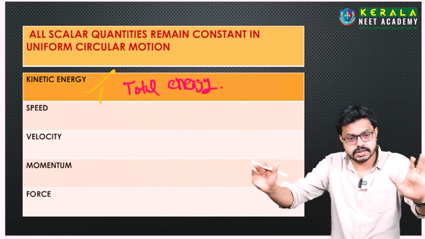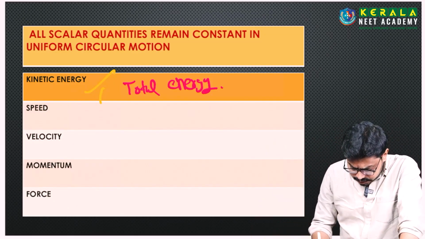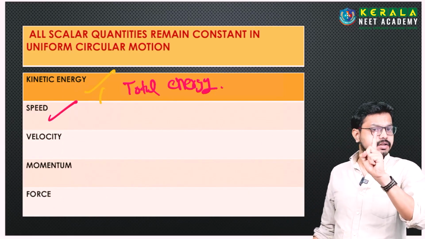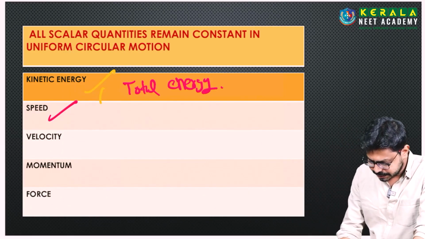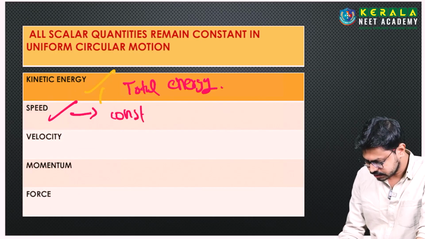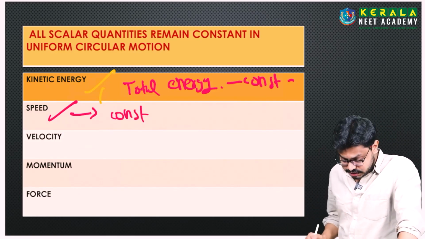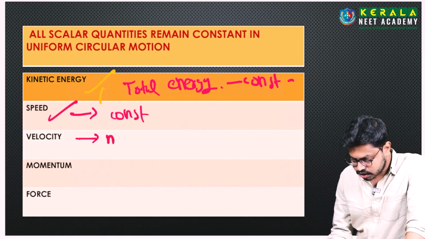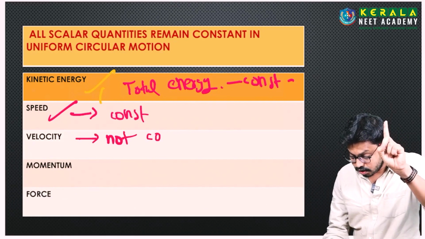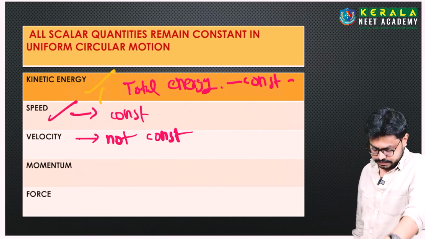Scalar quantity is constant. Second one, speed is a scalar quantity, and as already explained, speed is constant. Velocity is constant or not? Not constant. Velocity is not constant.